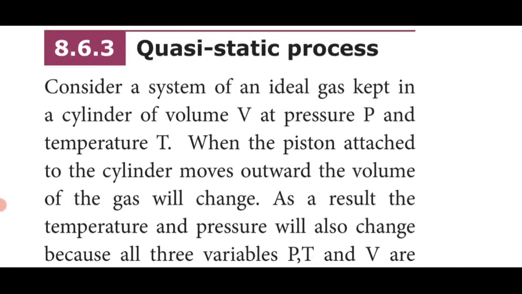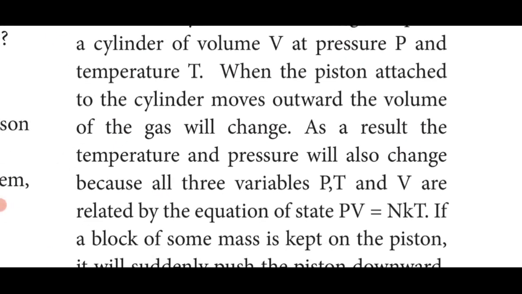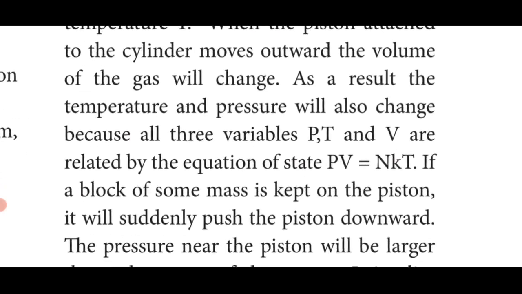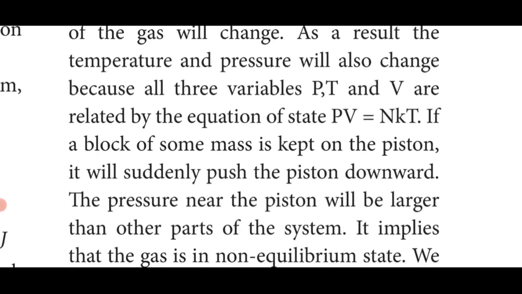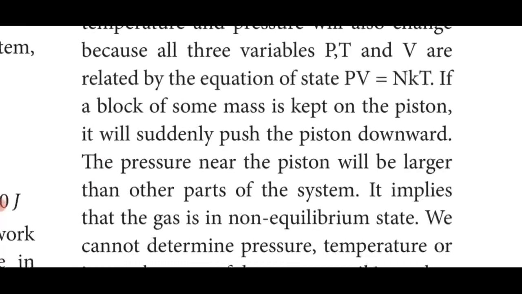For this we are going to consider a system of an ideal gas kept in a cylinder, and its volume is V, the pressure is P and the temperature is T. When the piston attached to the cylinder moves outward, the volume of the gas will change. As a result, the temperature and pressure will also change, because all three variables P, T and V are related by an equation.